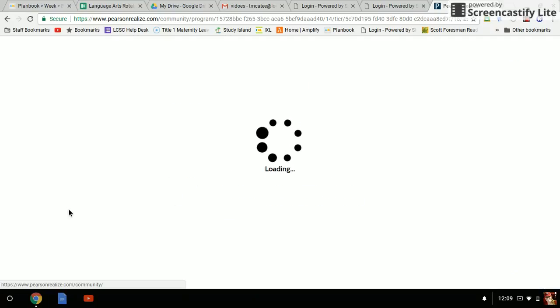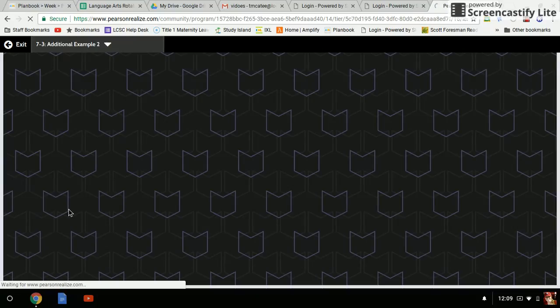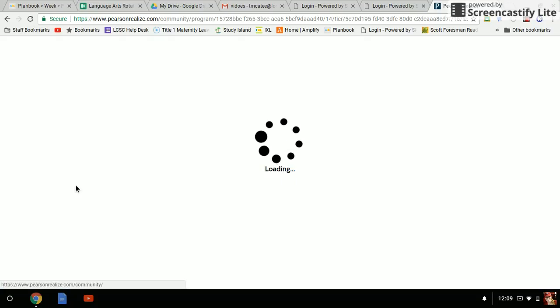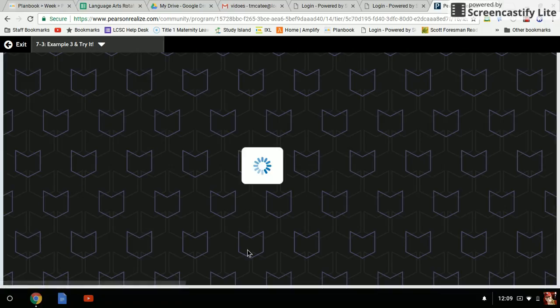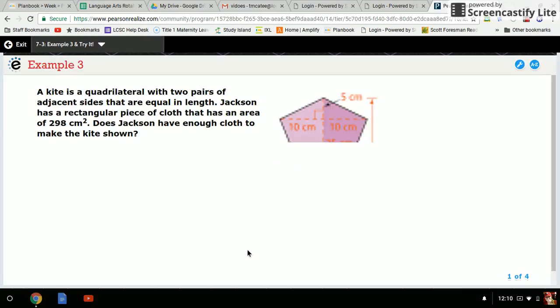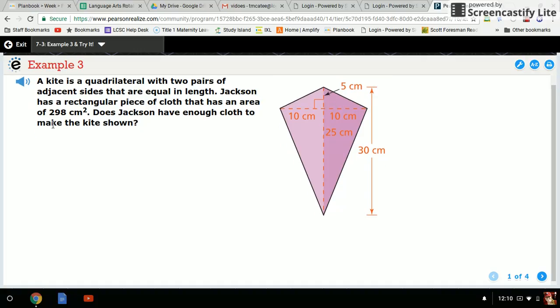Here's an additional example. Finding the area of a kite. Let's take a look. A kite is a quadrilateral with 2 pairs of adjacent sides that are equal in length. Jackson has a rectangular piece of cloth that has an area of 298 centimeters squared. Does Jackson have enough cloth to make the kite shown? So here's your kite. You're wanting to compare 298 centimeters squared to the area of this kite.